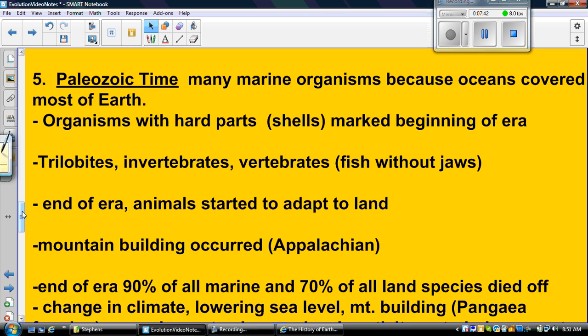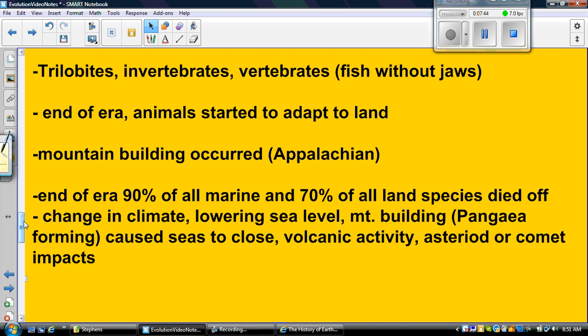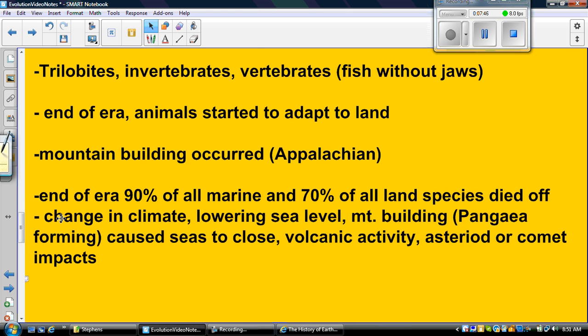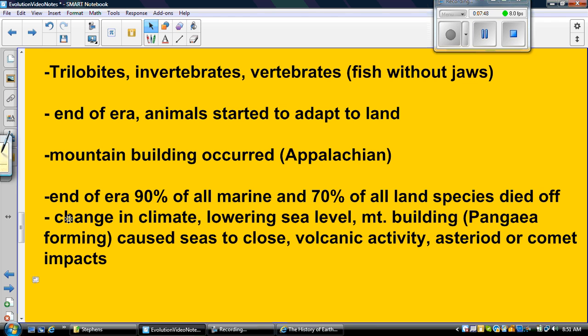Now, unfortunately, at the end of that era, about 90% of all marine and 70% of all land species died off, so they became extinct. One of the reasons we think that might have happened is that there was a big change in climate, meaning it got warmer, and so the sea level lowered because there was evaporation from the ocean.